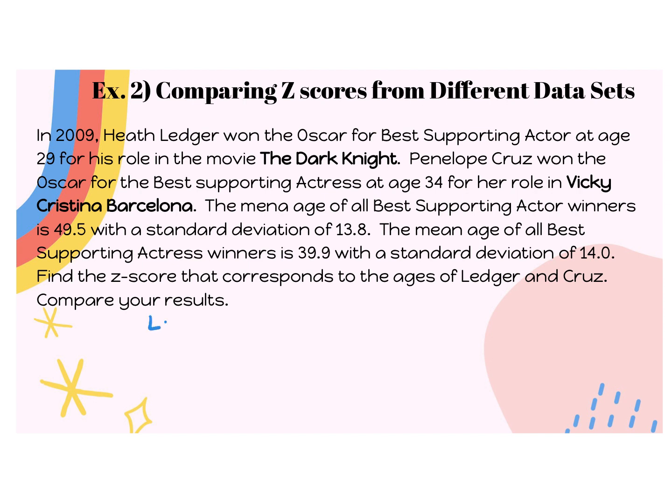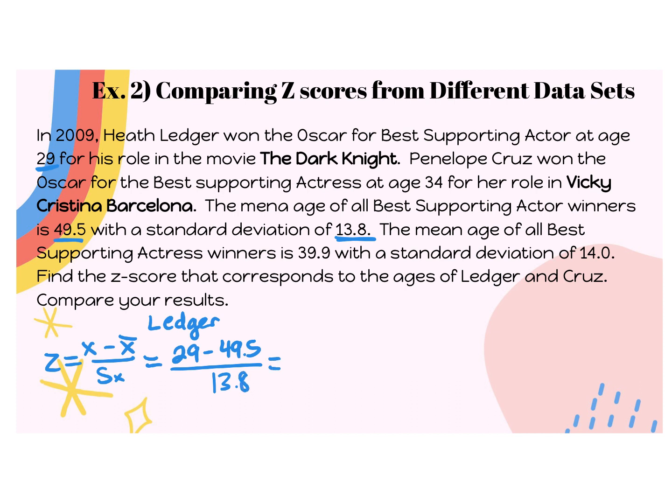So first, let's find our z-score for Ledger. We need our data point, our mean, and our standard deviation. Our data point would be 29. Our mean would be 49.5. And our standard deviation would be 13.8. If we plug that into our calculator, we should get negative 1.49. So Ledger is 1.49 standard deviations away from the mean, and it's to the left, or below the mean.